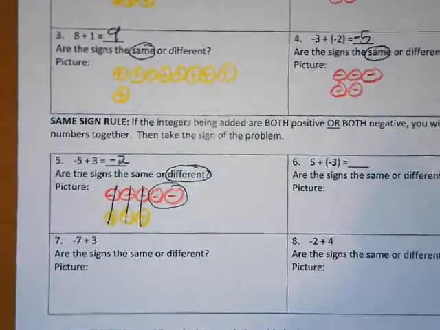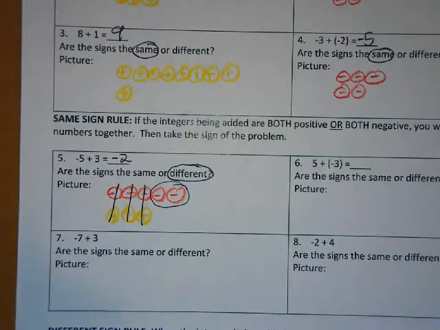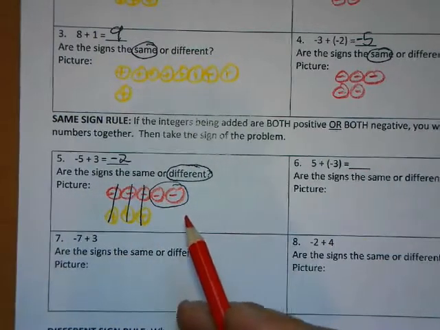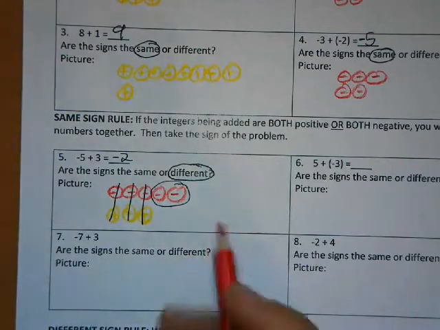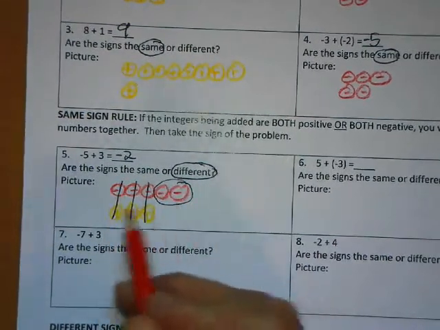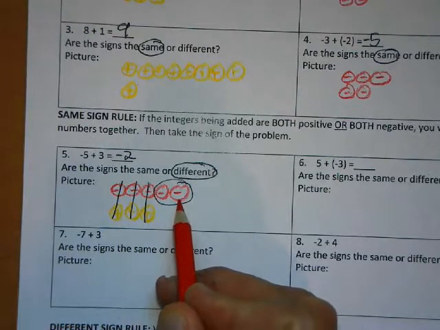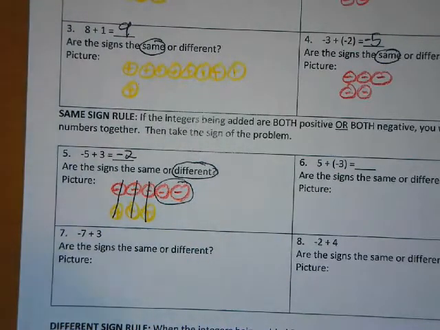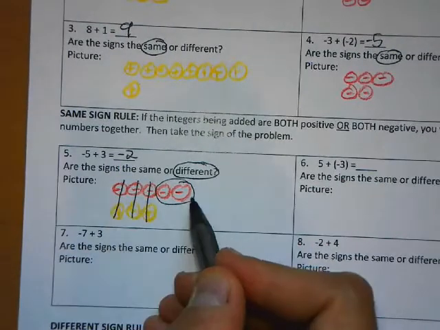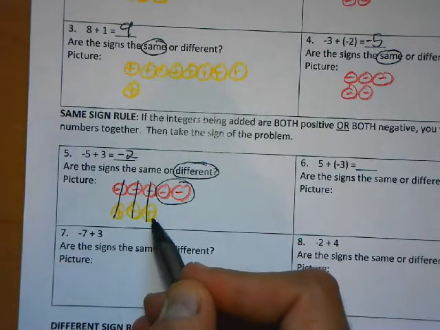But I want you to be thinking, how could we decide that without drawing it? How could we determine the 2 and the negative? Well, the 2 comes from subtraction because we have 5 things and we need to take 3 things away. And the negative comes from the fact that there's more negatives here than there are positives. Negative 5 is further away from 0 than positive 3.